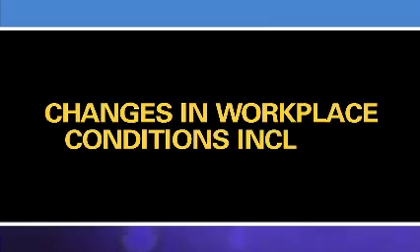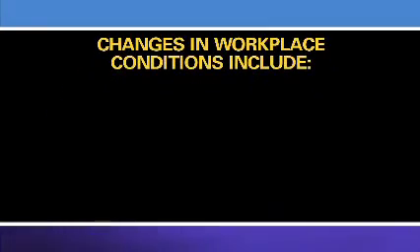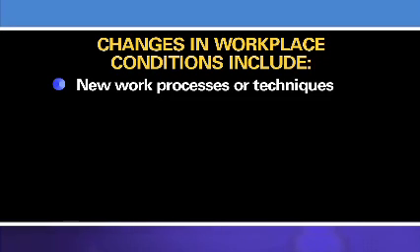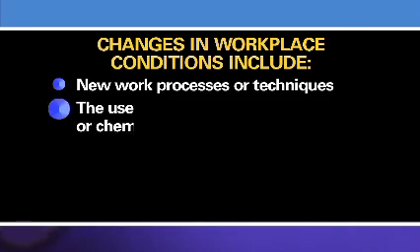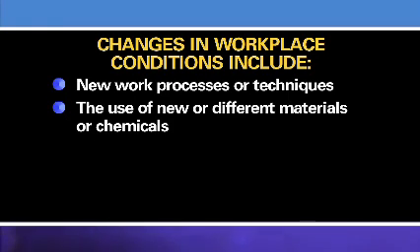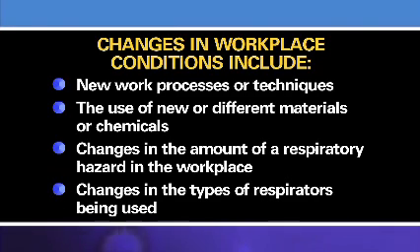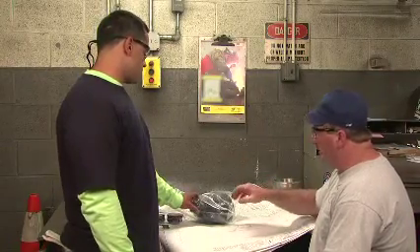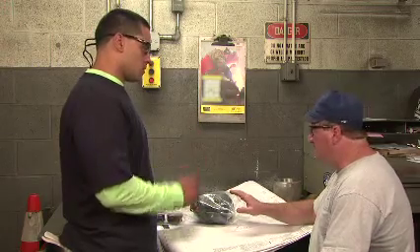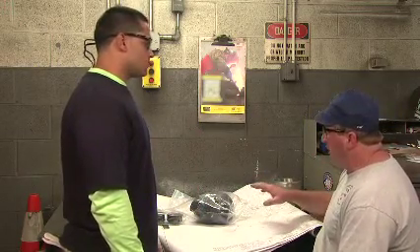Workplace conditions that affect respiratory hazards and respirator use may change over time. Therefore, the written program must be updated as necessary to account for those changes. For example, changes in workplace conditions related to respiratory hazards could include new work processes or techniques, such as installing a new electroplating line, the use of new or different materials or chemicals, changes in the amount of a respiratory hazard in the workplace, or changes in the types of respirators being used. Notify your supervisor if something changes in your workplace that conflicts with or may not be covered by your respirator training or established workplace policies or procedures.